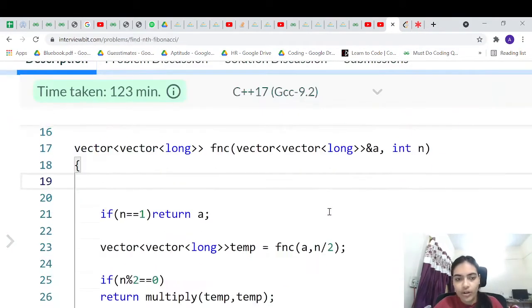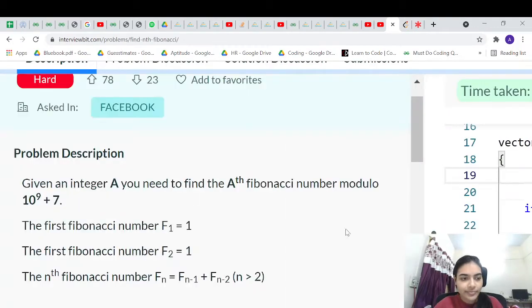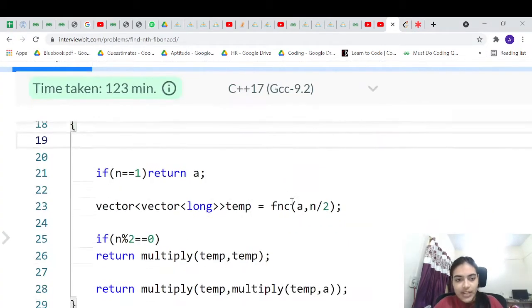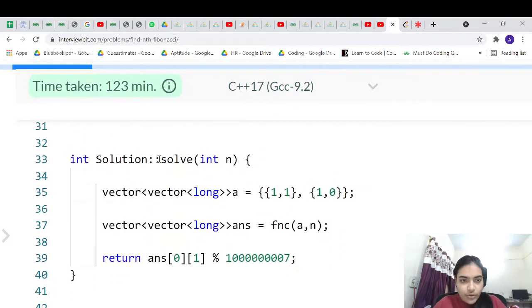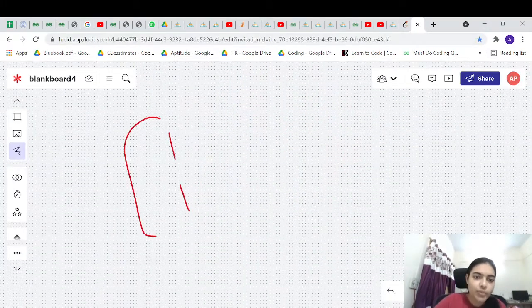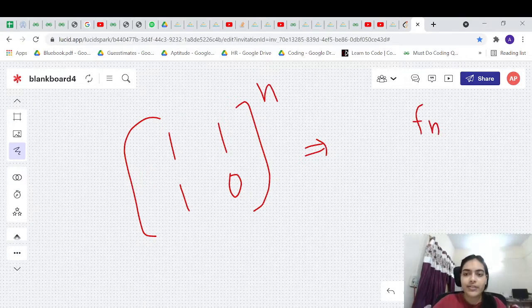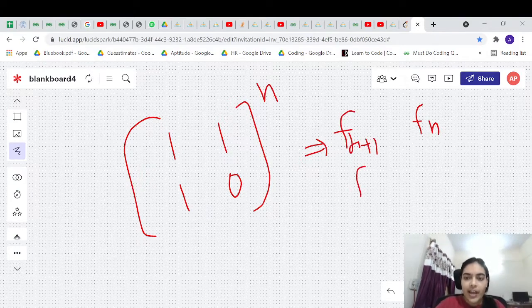Now let's see the code to find the nth Fibonacci. We have to solve this function. I am just taking the matrix which we discussed, 1 1 1 0. This was the matrix which we have to multiply n times to get the required answer. This will give us f of n plus 1, f of n, f of n, f of n minus 1.